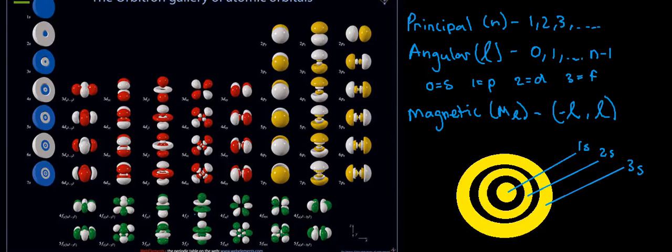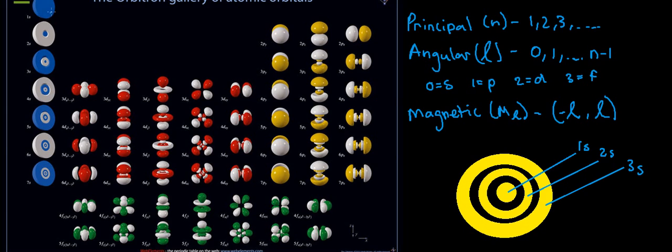There are three main quantum numbers. There's a fourth one which has to do with electron spin, but that one's really not that important right now. The three main ones are the principal quantum number, the angular quantum number, and the magnetic quantum number. Now the principal quantum number tells me the size and the energy level of the orbital.